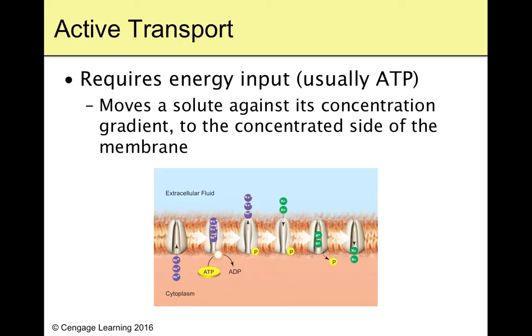So, so much trickier. Active transport. We want to closely regulate the concentration of certain ions and we can't just let them go through where they want to go through. So we are going to use active transport, which requires energy input. Most of the time, this is going to be ATP, and we're going to move a solute against its concentration gradient to where we need it to be.